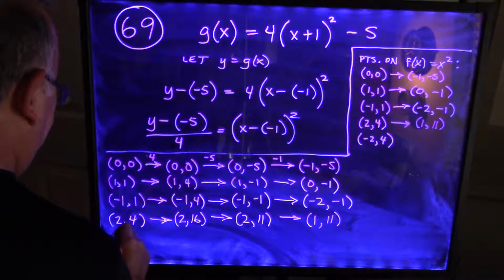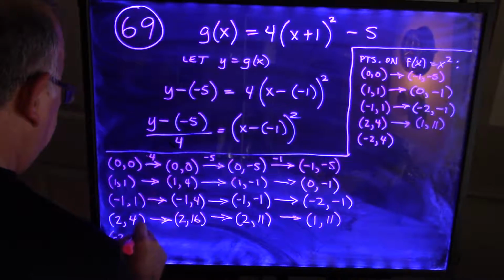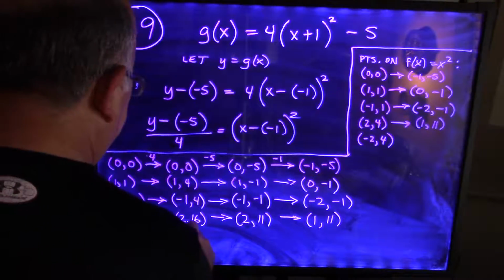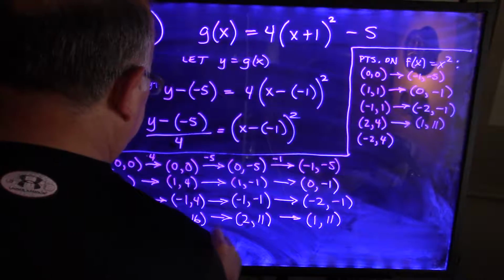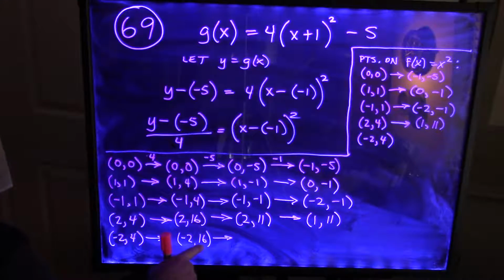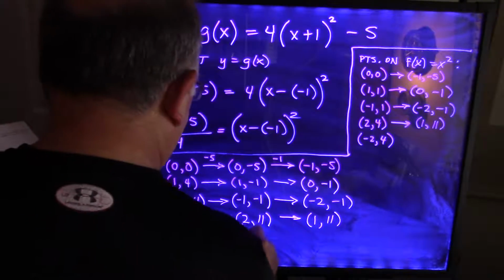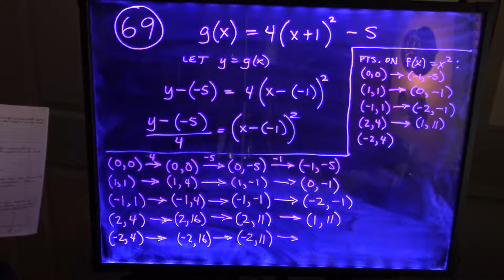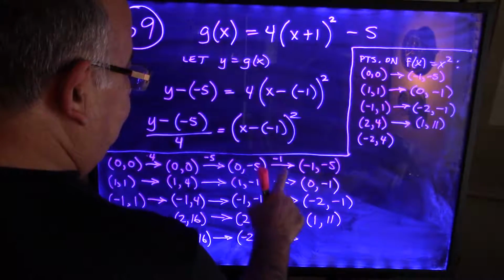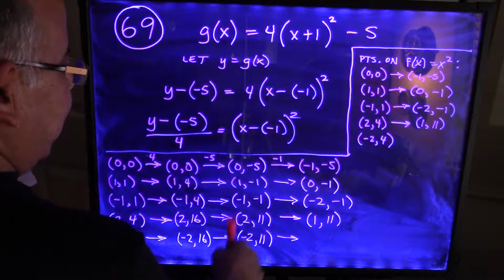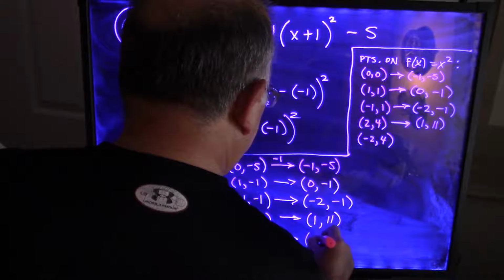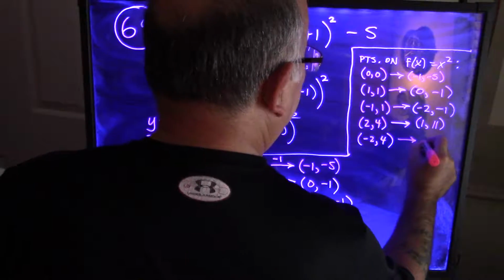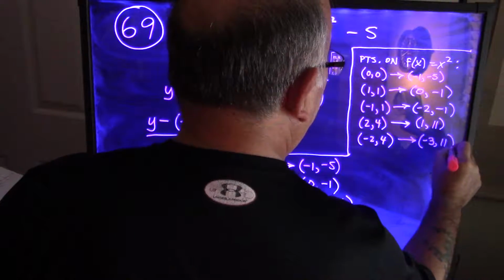Okay, one more. Negative 2, 4. Multiply the y coordinate by 4, so you get negative 2, 16. Now you add negative 5 to the y coordinate, so 16 minus 5 is 11. So that gives you negative 2, 11. And finally, you add negative 1 to the x coordinate. So you go negative 2 plus negative 1 equals negative 3. And 11. Negative 3, 11. All right.